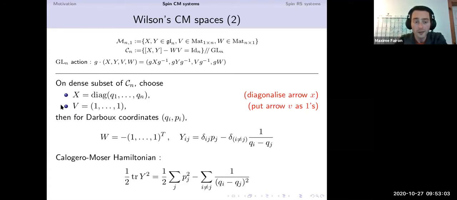But forgetting about that, what's happening is that you can solve this moment map equation, this commutator of x and y minus WV equal the identity. And so by going to the diagonal entries of this identity, you get that W is just a vector of -1. And then your Y matrix has a really nice form because basically its diagonal entries are free. So we will call them PJ. And then the off-diagonal entries have this nice form that are in 1 over the difference between Qi and Qj, so the difference between the eigenvalues of the X matrix.